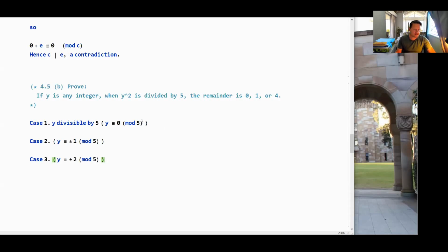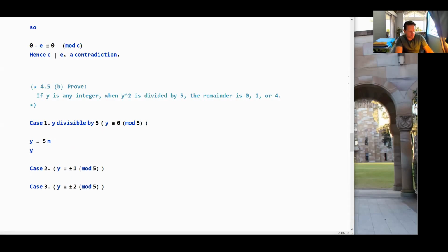Okay, so let's look at these cases one by one then. So in the first case, that y is divisible by 5, we can write y equals 5m, for example, right? And so then if we square that, y squared is equal to 25m squared. Okay, so this has a remainder of 0, doesn't it? Because this is 5 times 5m squared. So we'll say this is congruent to 0 mod 5.